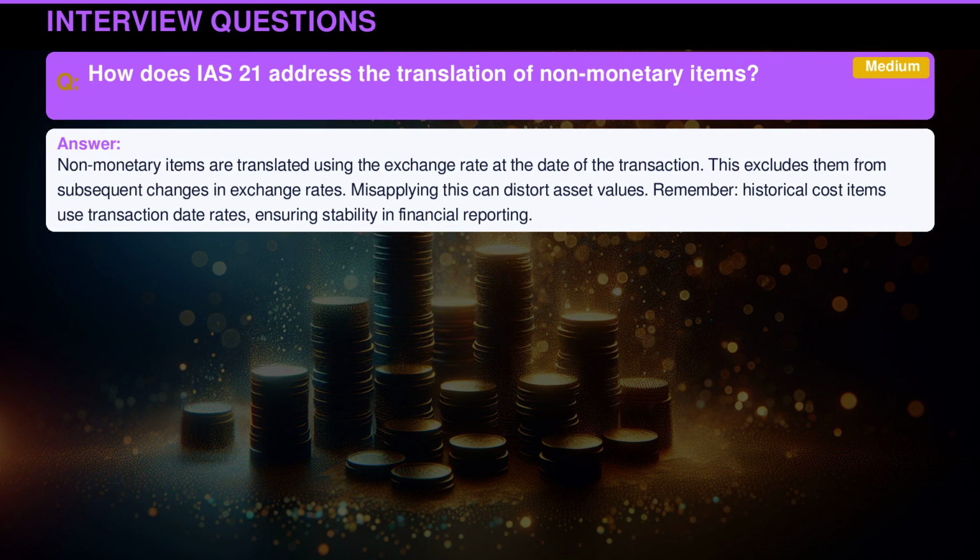Non-monetary items are translated using the exchange rate at the date of the transaction. This excludes them from subsequent changes in exchange rates. Misapplying this can distort asset values. Remember, historical cost items use transaction date rates, ensuring stability in financial reporting.